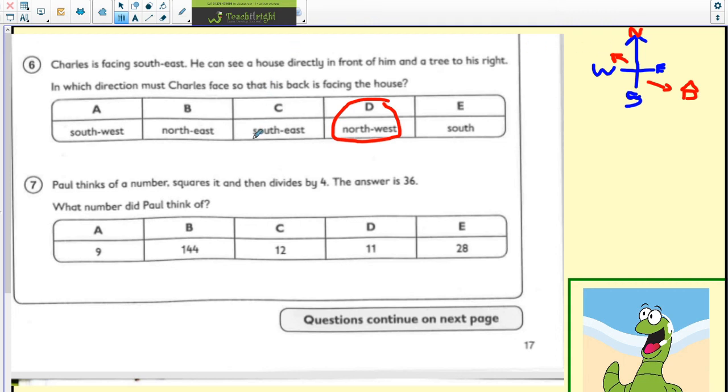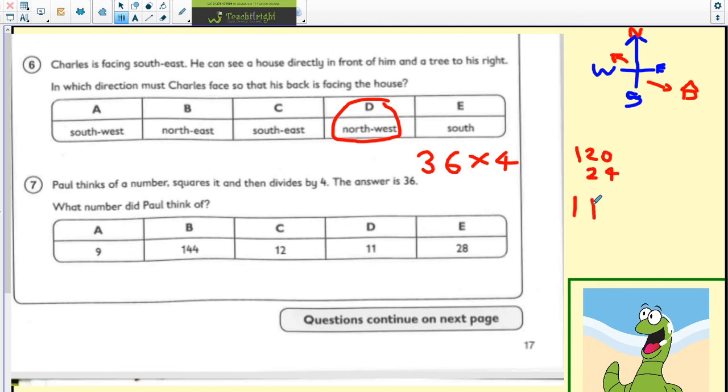Paul thinks of a number, squares it, and then divides by 4. The answer is 36. So let's just go in reverse. You've got 36. The opposite of dividing by 4 is timesing by 4. So 3 times 4 is 12, so 120. 4 times 6 is 24.